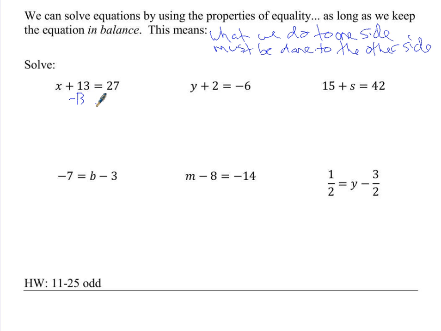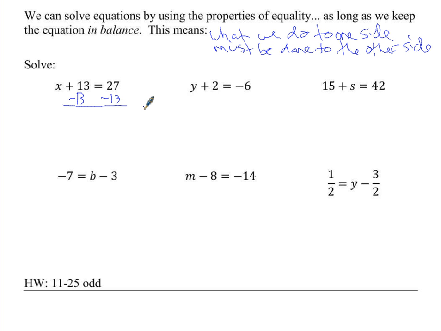But if I subtract 13 from one side, I have to subtract 13 from the other side as well to keep the equation in balance. And that would be the subtraction property of equality. Why is it the subtraction property of equality that we're using? It's really a very simple answer. Because we're subtracting, yeah. You're using the subtraction property of equality.